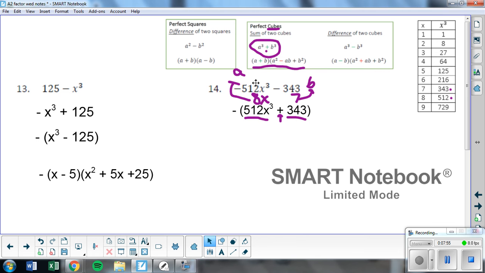So it's going to be a plus b, so here's a and here's b, so 8x plus 7, and then I need to do a squared, so 8x squared is 64x squared minus a times b, so multiply them together. 8 times 7 is 56x, and finally b squared, or 7 squared, which is 49. Okay, so that is how we factor.